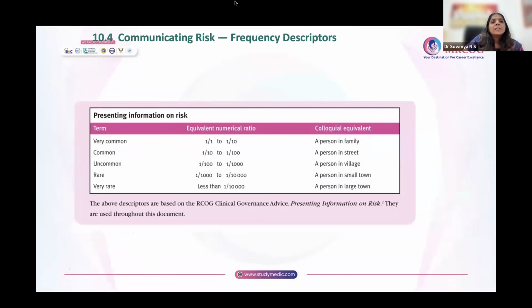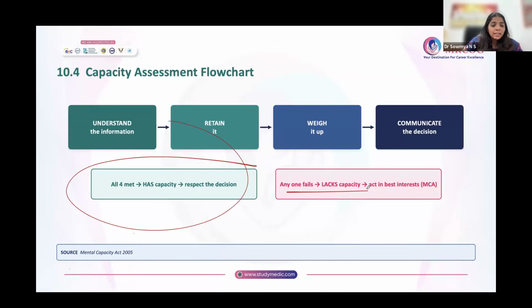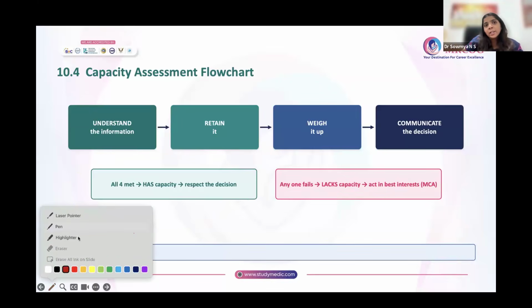Now this is a very famous slide, very simple one. I think they always ask this. You can go through this, and then they may ask about the person in the street, person in the village, numerical value. I don't know whether nowadays they have stopped, but this is something they can ask. I think I've already mentioned capacity assessment: understand, retain, weigh, communicate. If all four are present, they have capacity, so respect the decision. If anyone fails, they lack the capacity, so act in their best interest if there is no advance directive or legal power of attorney.